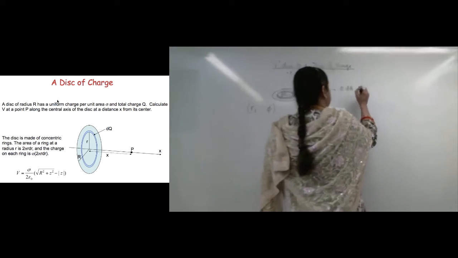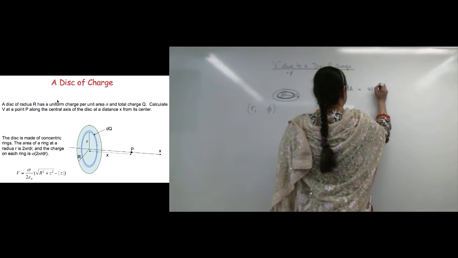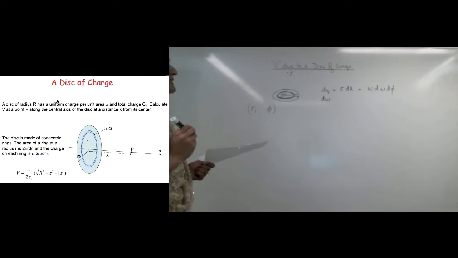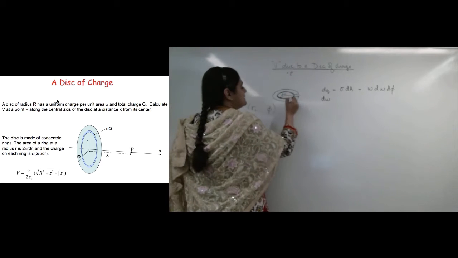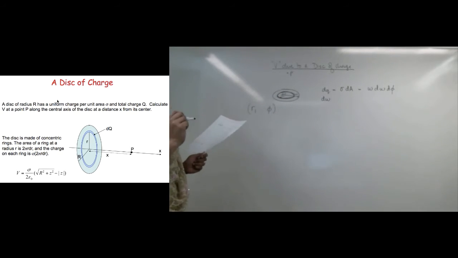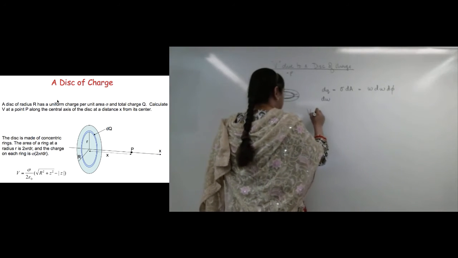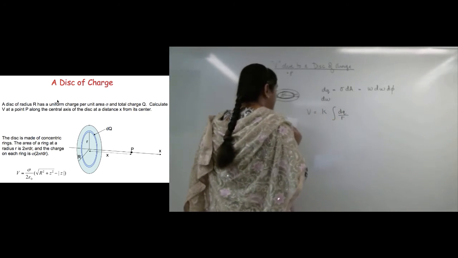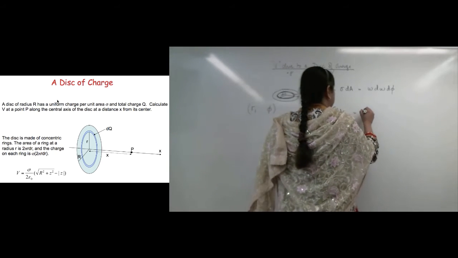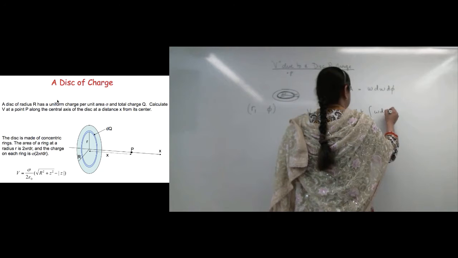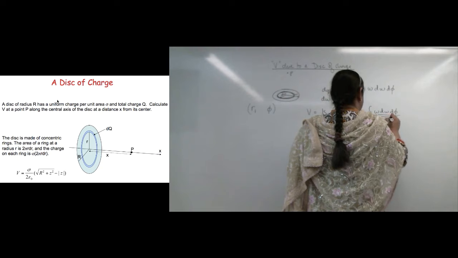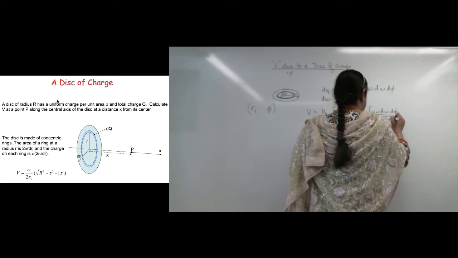Okay? So this dA will actually be equal to w dw, and I'm just going to call it d phi. Okay? And this d phi is the 2 pi angle that my ring has to go through. I know potential is equal to k dq over r, right? dq is sigma w dw d phi divided by square root of omega squared plus z squared.